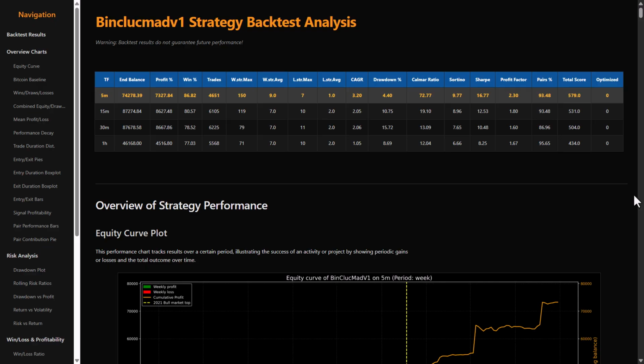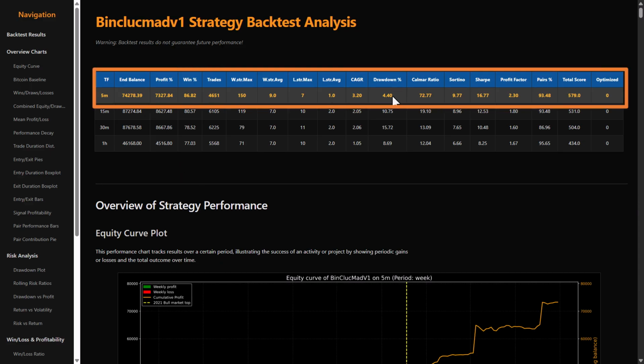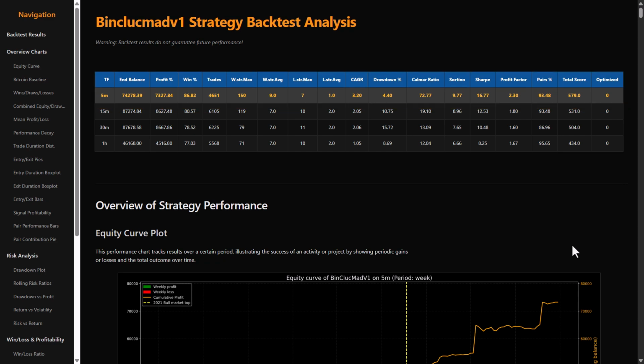This strategy has performed very well in my backtesting setup. It achieved a hypothetical profit of over 7,300% with an 86% win rate in over 4,600 trades. The drawdown is a very admirable 4% over the backtest period, and if we look at the CHR, Kalmar, Sortino and Sharpe ratios, we can see that these all are very happy numbers.